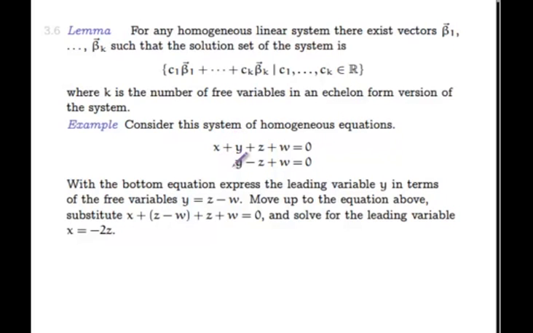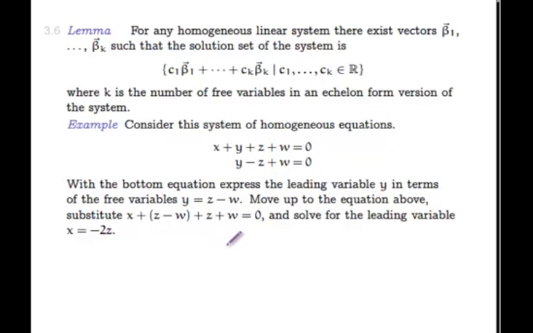Consider this system of homogeneous equations. Now, if we eliminate the, well, this is already in echelon form. I have two free variables, w and z. I can write this leading variable as a combination of the two free variables. Once I've done that, I get this result. I can go to the first equation and replace this leading variable by its expression in terms of free variables. And that will give me this result.